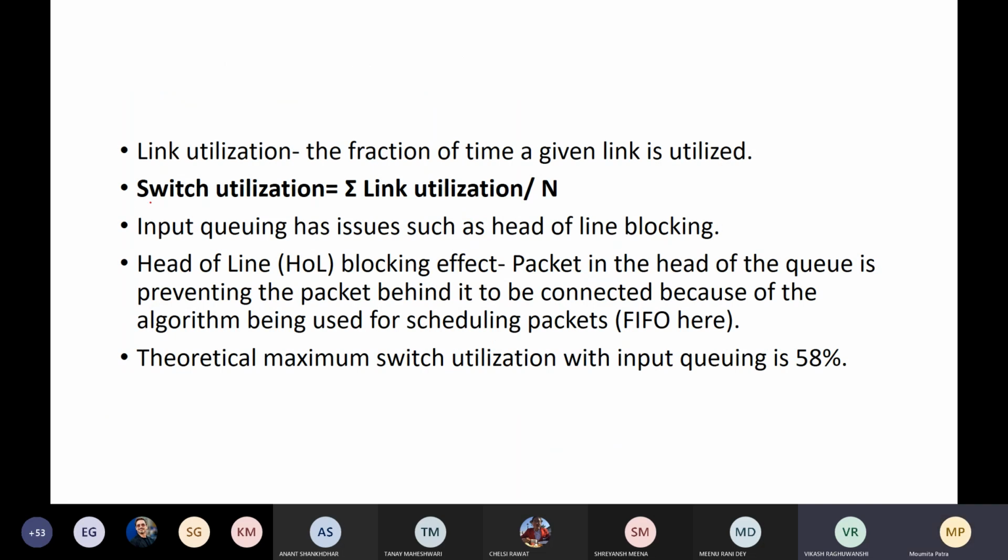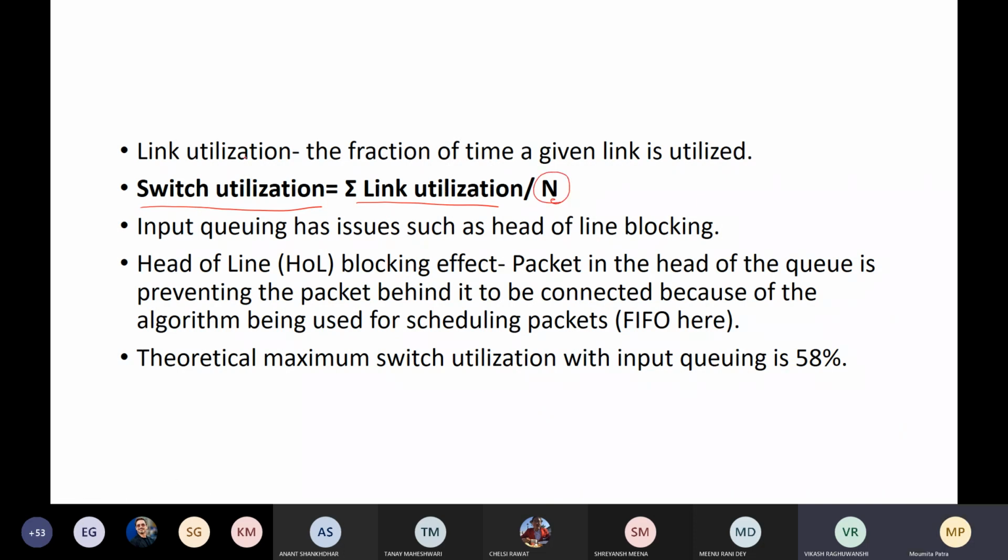So we have basically seen that this is the metric that we are looking at. What is the switch utilization? How efficient is our switch? But how do we find this out? It is the total link utilization divided by the total number of ports.